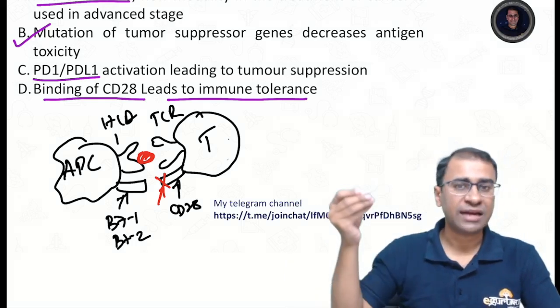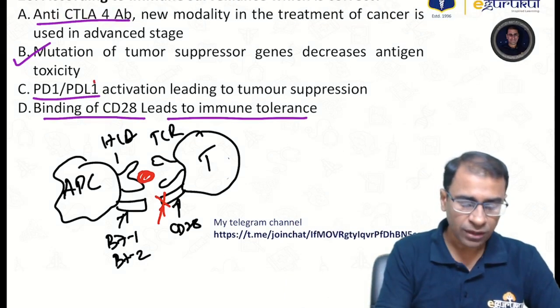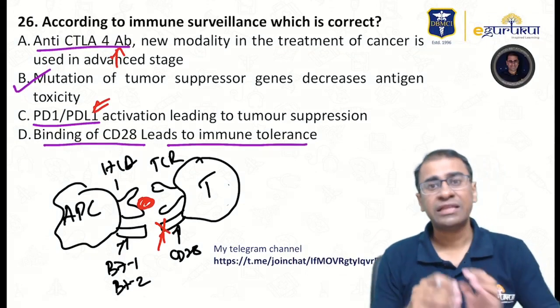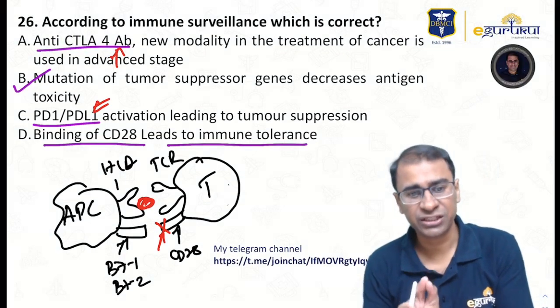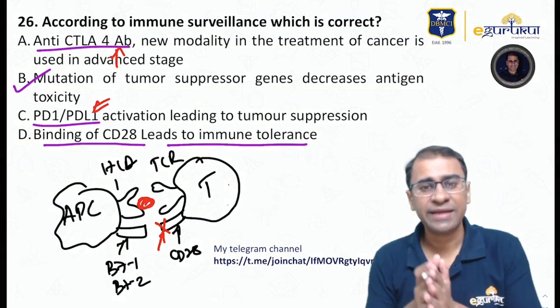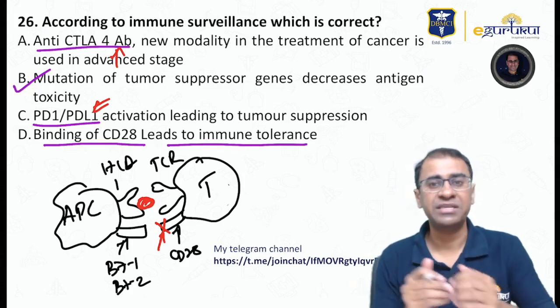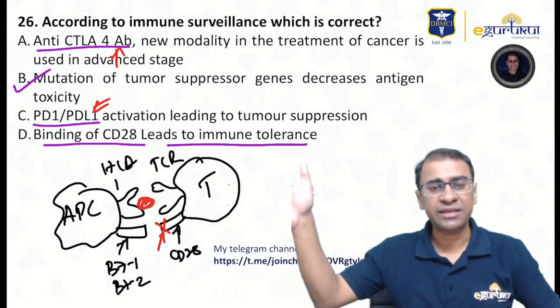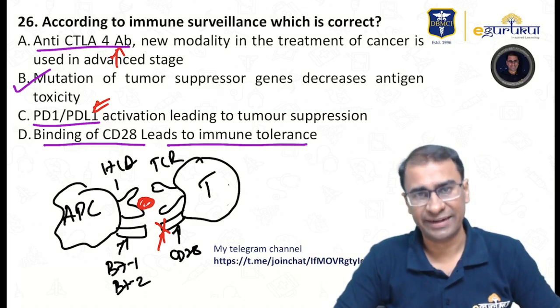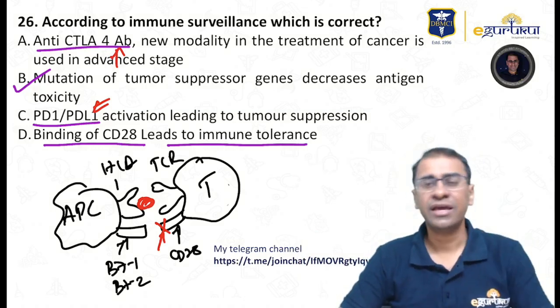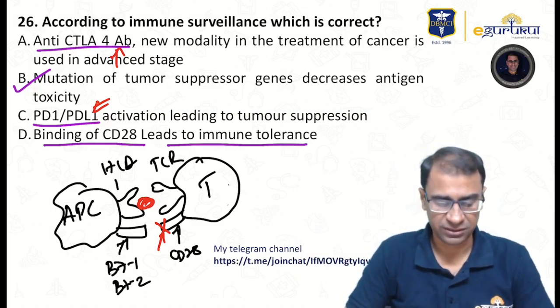Also, I told you that PD-1 and CTLA-4 cause the expression, or decrease the expression, of B7-1 and B7-2. So the T cell is not able to destroy the antigen. Please watch that video again on immune checkpoint inhibitors.